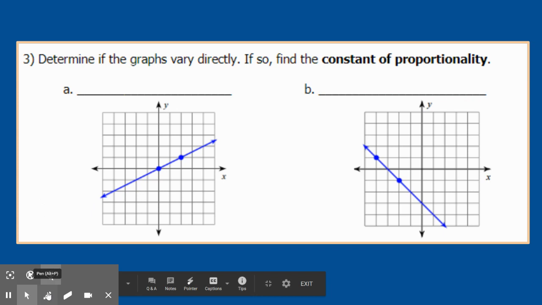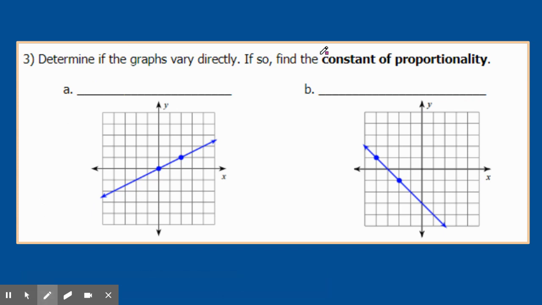All right, question: determine if the graph varies directly. If so, what is the constant of proportionality? So we're going to look, and it is going through the origin, which means yes. So I can take an ordered pair. I'm going to pick this ordered pair, which is 2, 1. So remember, that's your x. This is your y. So remember, constant of proportionality is y over x. So my constant of proportionality is 1/2.